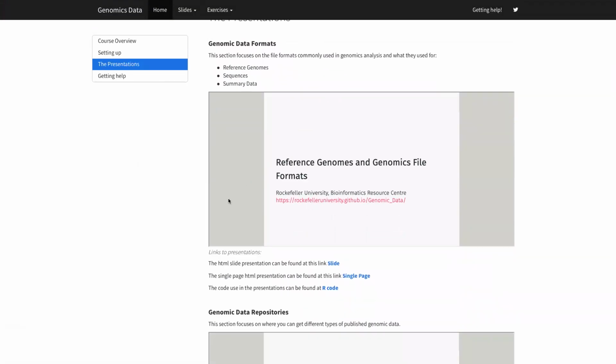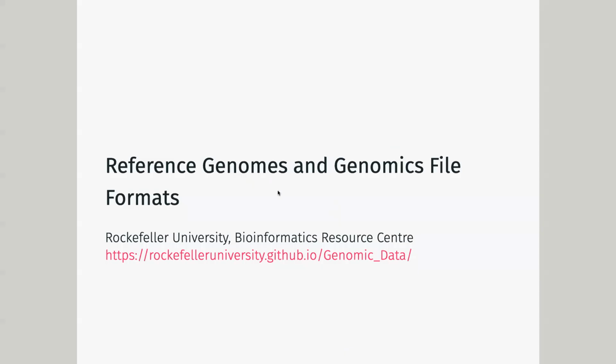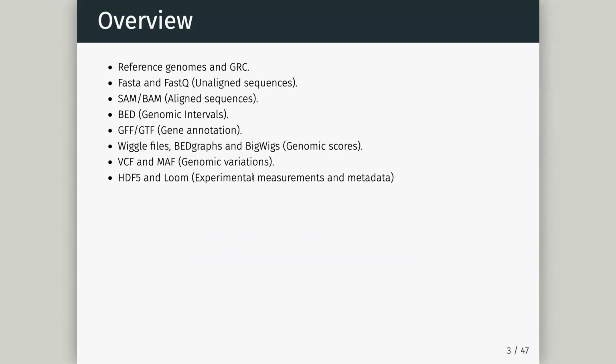So we're going to start with genomic data formats. I'm going to try and go slow. So reference genomes and genomic file formats. As an overview, I'm going to start by introducing us to the reference genomes. What are reference genomes? How do they actually look? If we download one and put it on our computer, what is actually contained within it?